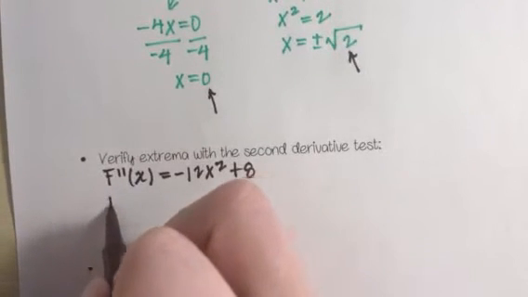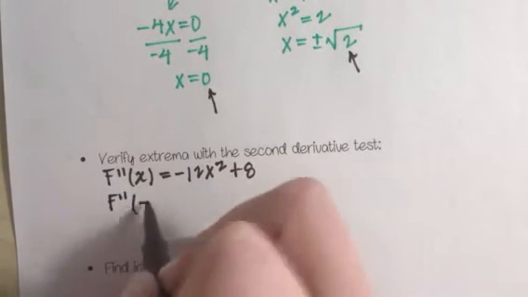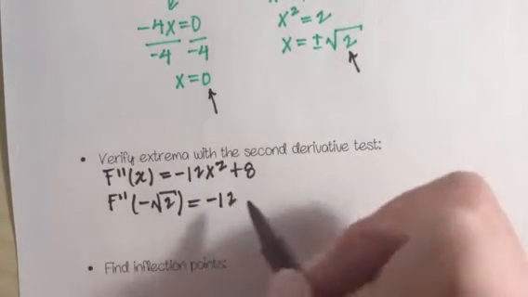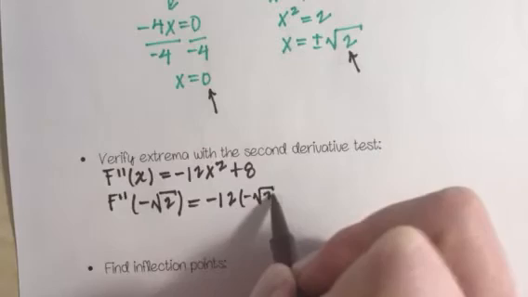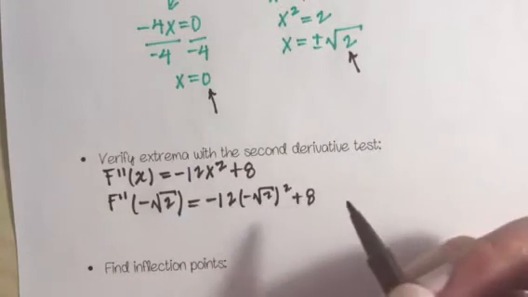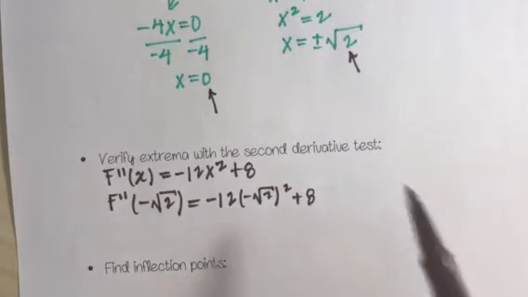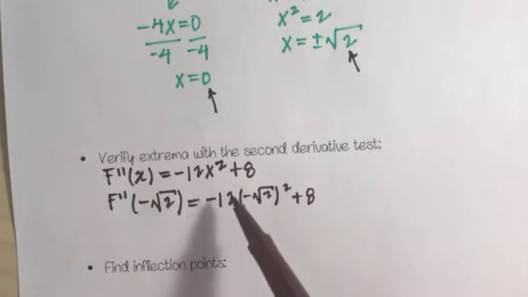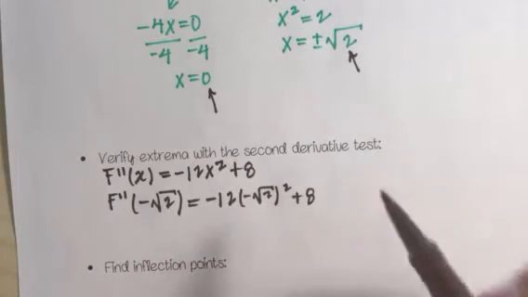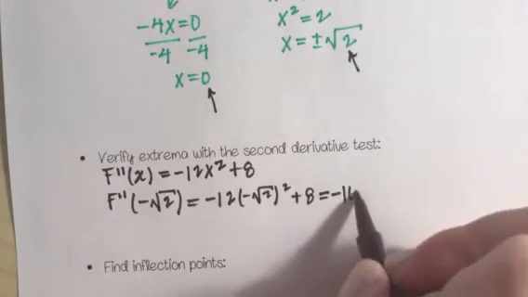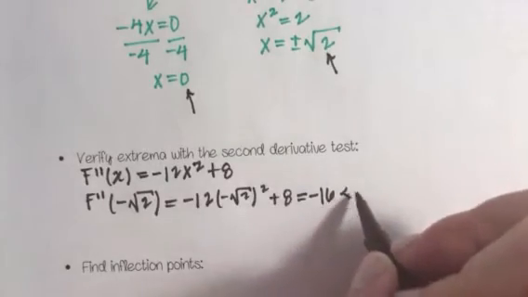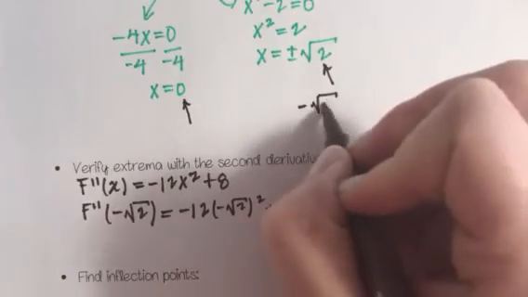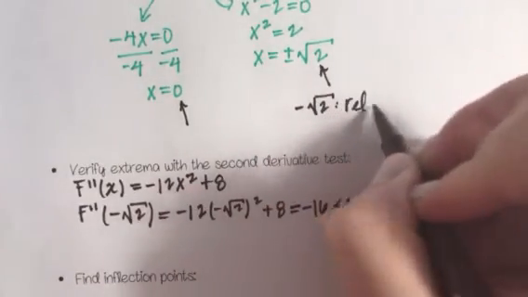So let's plug in our smallest critical point first, which will be the negative square root of 2. So if I plug that in, I have negative 12 times negative root 2 squared plus 8. And that's just going to give me 2, if I square negative root 2, times negative 12, so negative 24, plus 8 is going to give me negative 16. Now this is less than 0. So what that means is at negative root 2, I have a relative max.